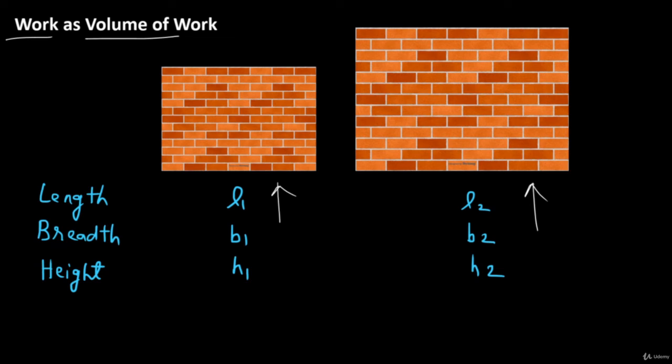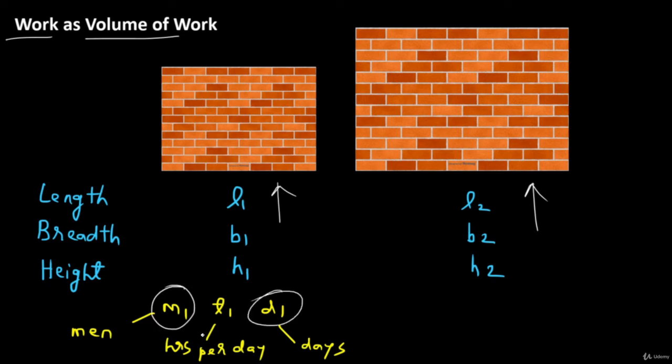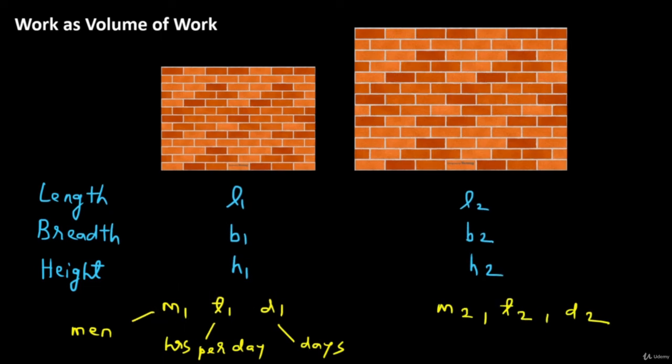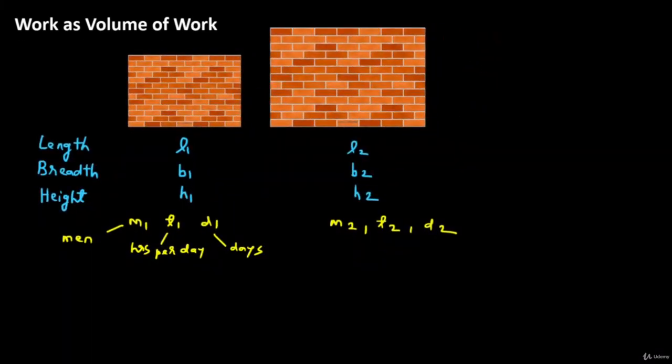Alright, now let M1 men take D1 days, and every day they are working T1 hours for building this wall over here, right? So M1 men are working D1 days and every day they are working T1 hours for building this wall. Now let the parameters for this wall be M2, T2 and D2. Alright, now over here we can say that L1 B1 into H1, that is the volume of this wall, which is L1 B1 H1. The volume of this wall is L2 B2 H2.